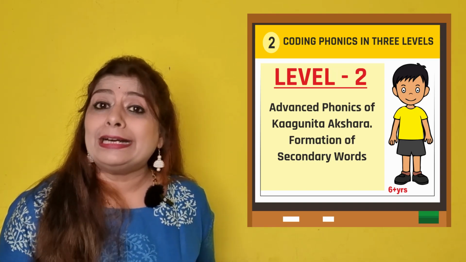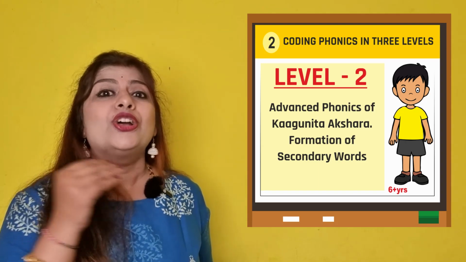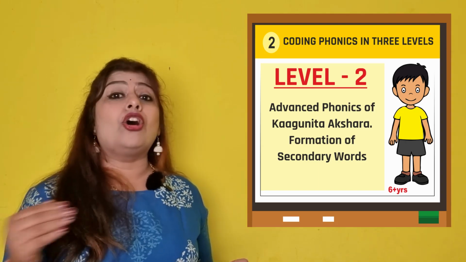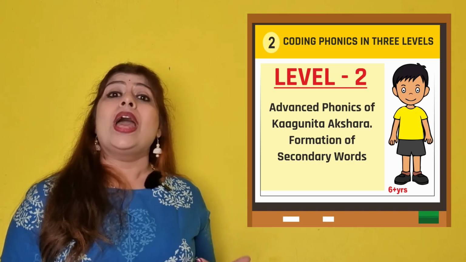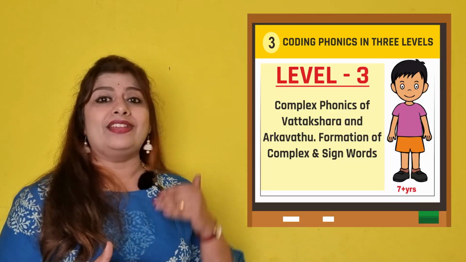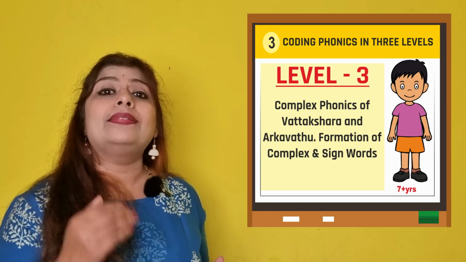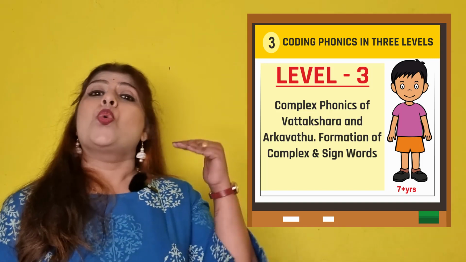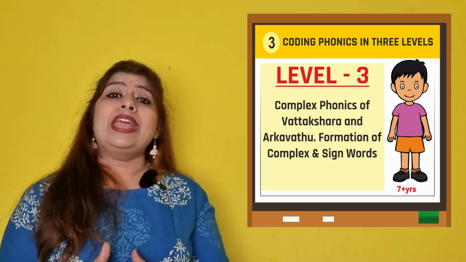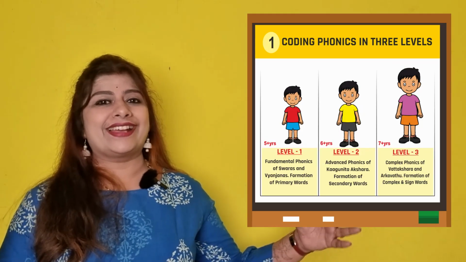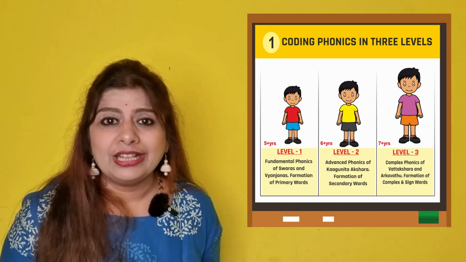The learner will learn secondary phonics of Gunitaksharas. All the secondary words of Gunitakshara are learnt in this level 2. And in the final level, level 3, the child will learn the complex phonics of Ottakshara and Arkavathu. So this is how we have divided Coding Phonics Kannada into 3 levels.